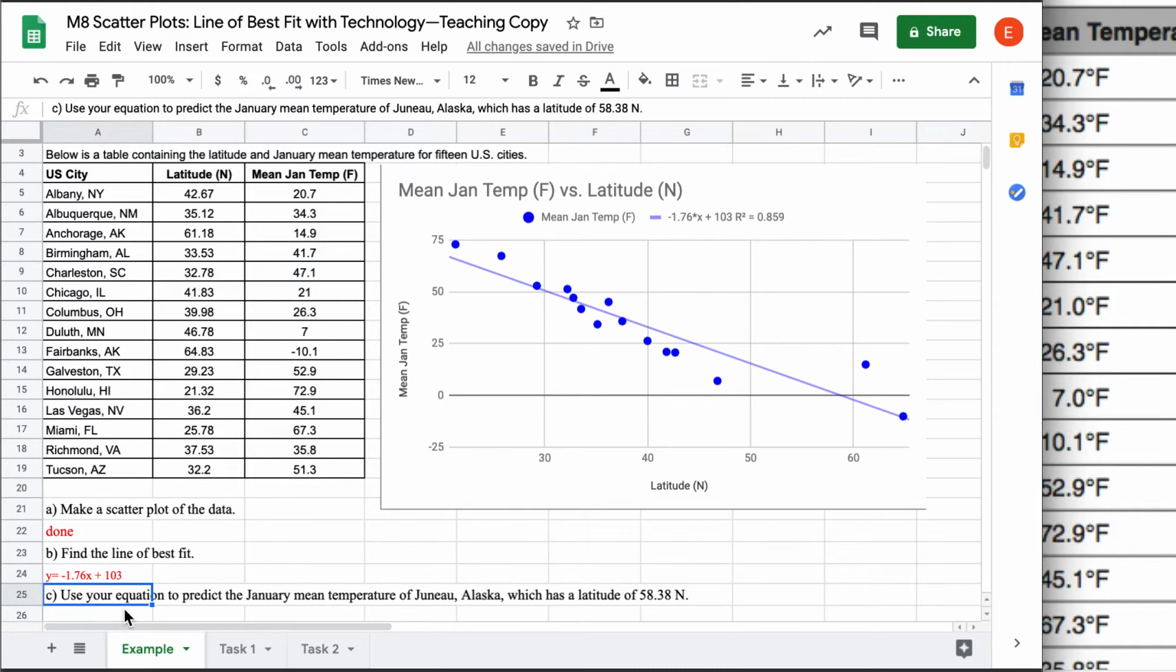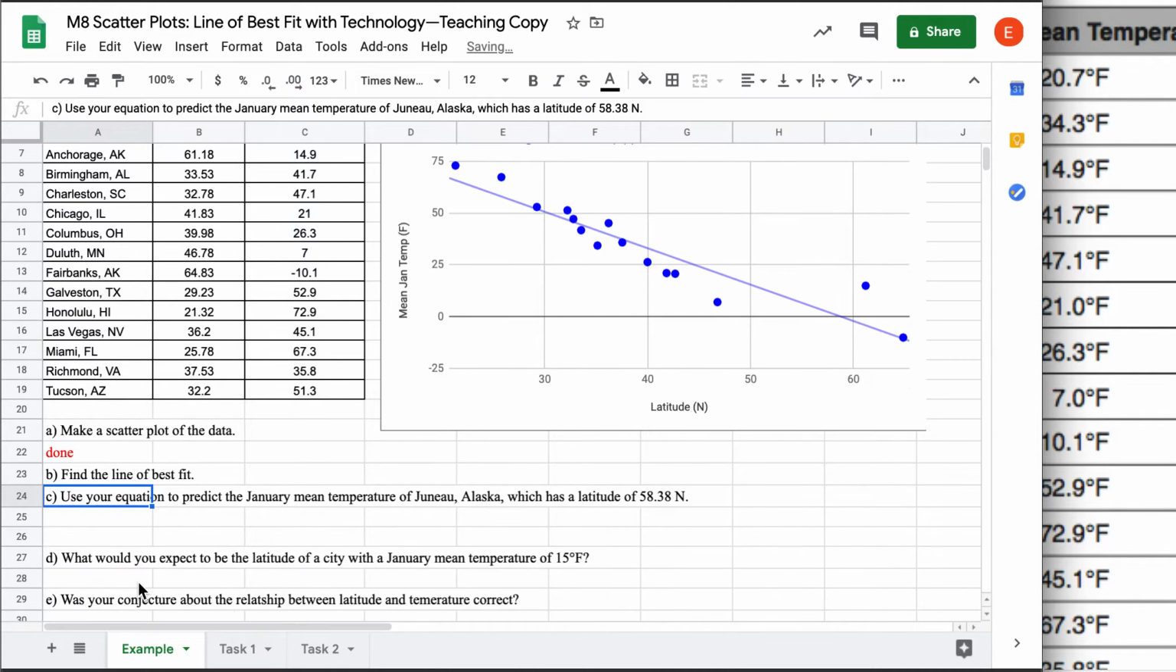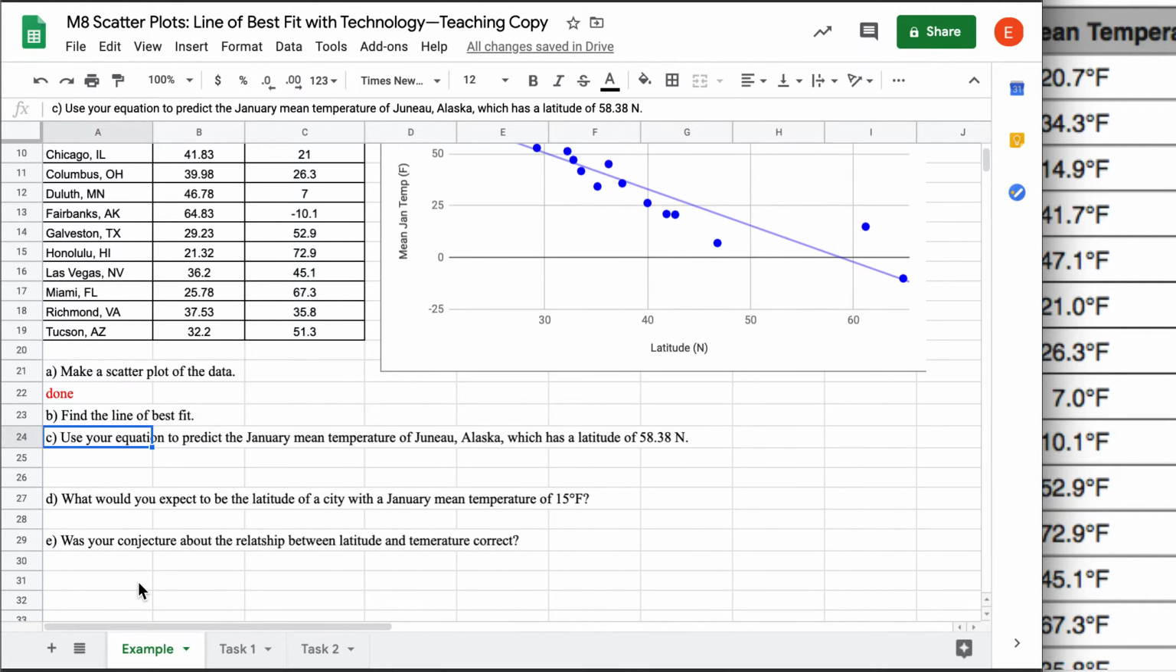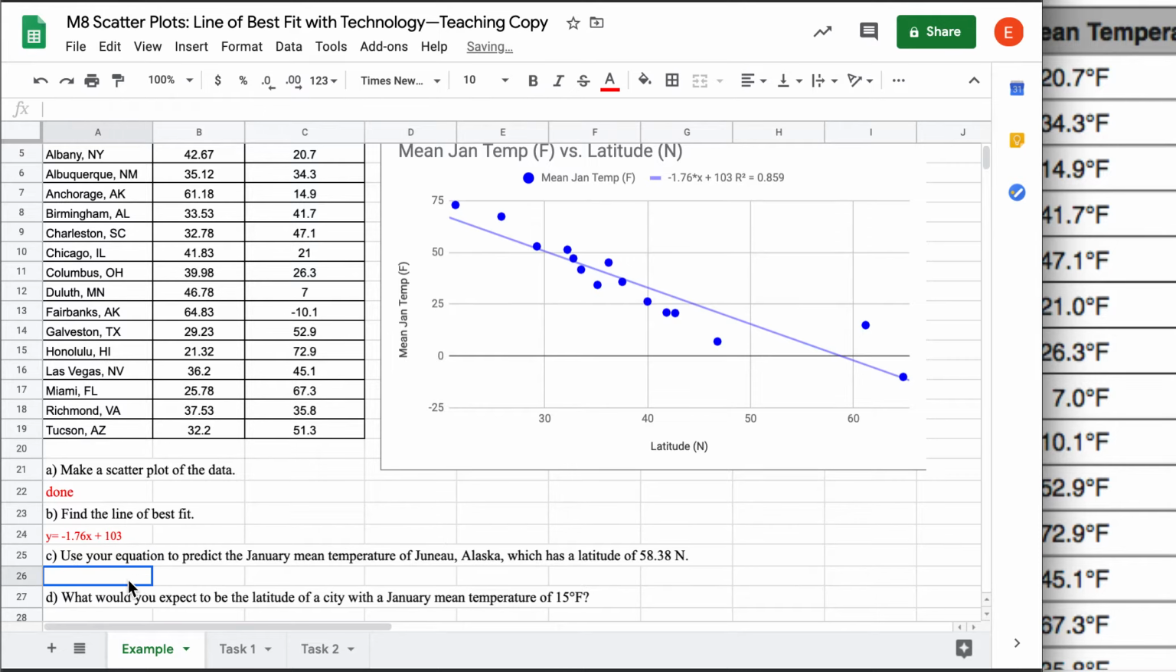Use your equation to predict the January mean temperature. It doesn't say to here, but because we'll end up doing it on the others, I'm going to go ahead and do it.